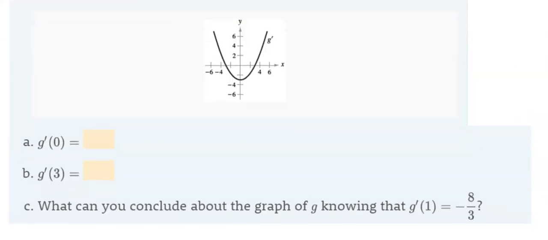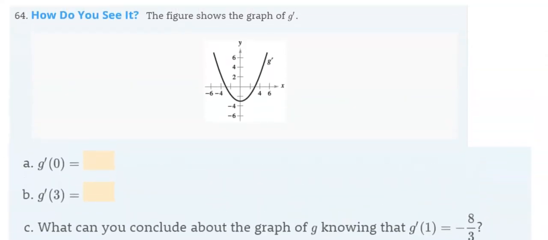Problem 64. Oh, this is a 5-parter. G prime is given, so I'm looking at the graph of G prime. G prime of 0 is just exactly what I'm going to see here. It looks like it's at, I'm going to call that, negative 3. G prime of 3 looks like it's at 0, because those are literally the y values on the graph.